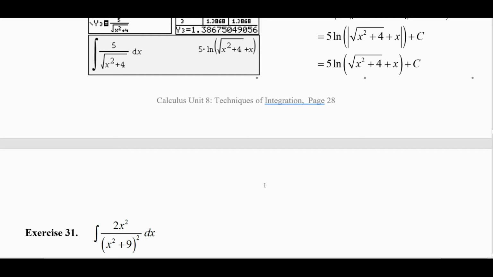All right, you might want to see if you can try this one yourself. Okay, the integral of 2x squared over x squared plus 9 squared dx. Try it yourself. Press pause, come back when you have a solution.